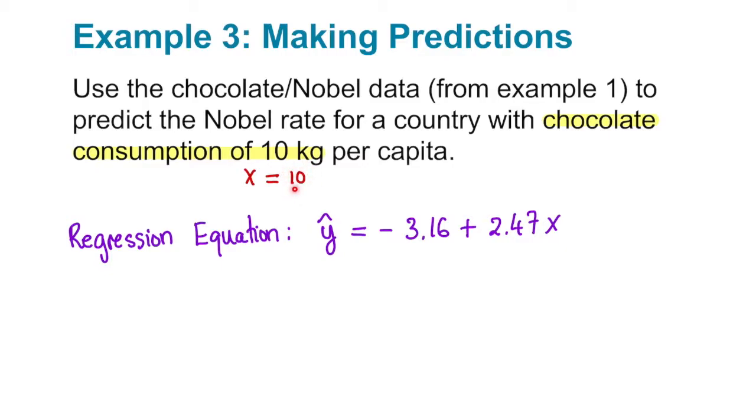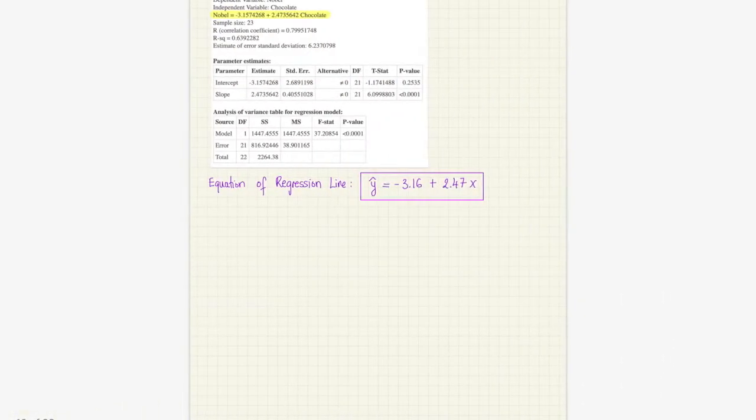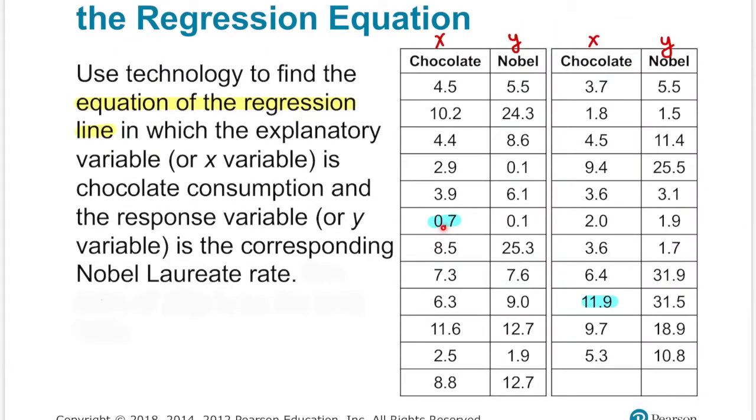The value that I am going to use is 10. I make sure that this 10 is in between the available data of x values. So I'm going to go back and look at the original data set. My minimum x value is 0.7. My maximum x value is 11.9. 10 is in between 0.7 and 11.9.